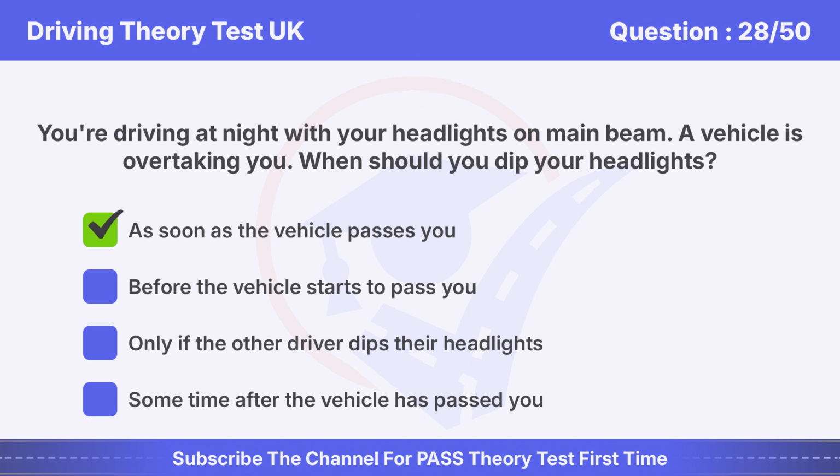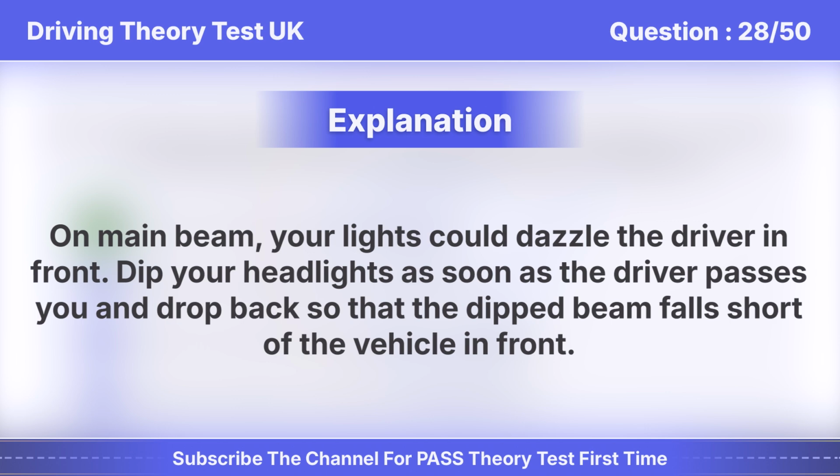Answer is A. As soon as the vehicle passes you. On main beam, your lights could dazzle the driver in front. Dip your headlights as soon as the driver passes you and drop back so that the dipped beam falls short of the vehicle in front.